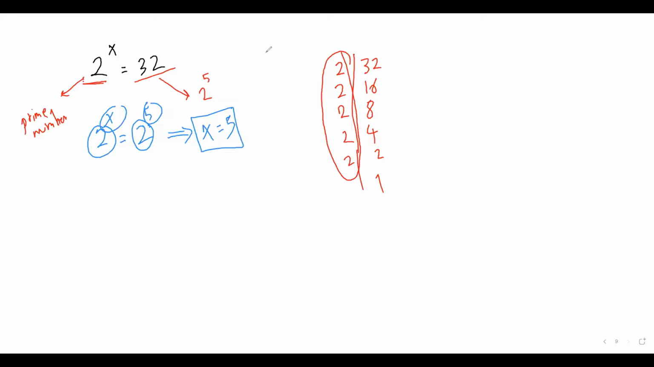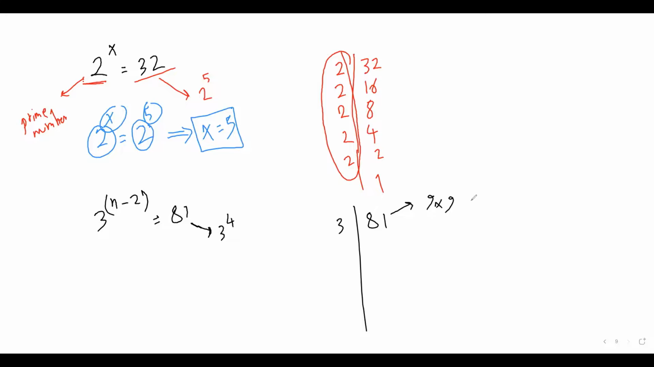So let me do another one. Let's say we have 3 raised to the power of... let's change the variable to n perhaps. We have 3 to the power of n minus 2 is equal to 81. Now 81 is a famous number. I know that it's already 3 to the power of 4. However, if you don't know that, again, don't worry. You can always use this technique to rewrite 81 as a product of prime numbers. It is divisible by 3. Basically, or you can say 81 is 9 by 9, right? And that is 3 to the power of 4.